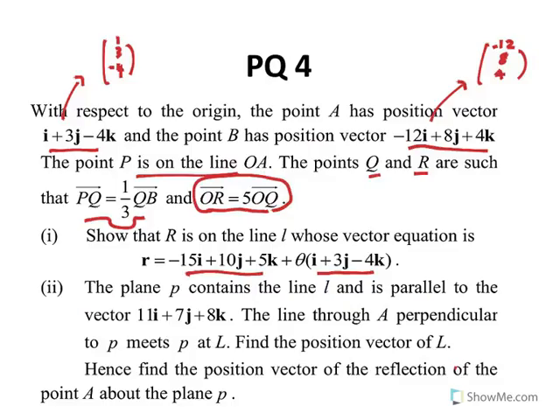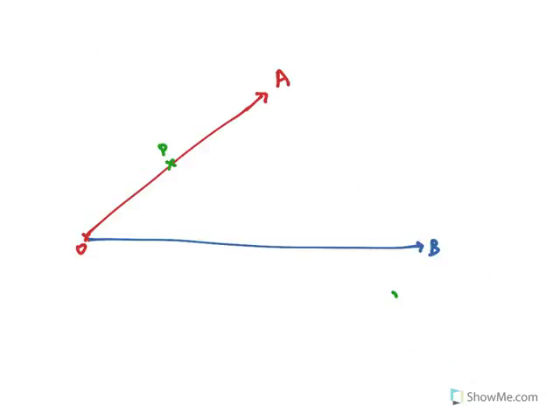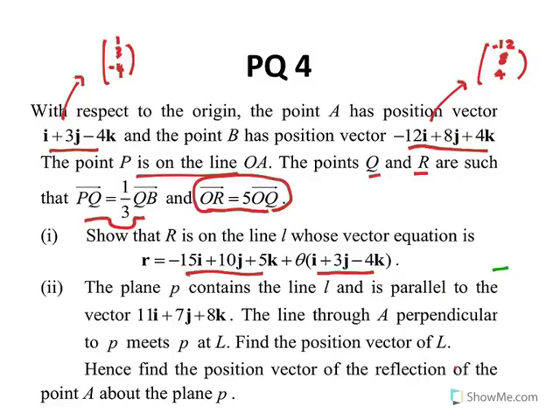And then the points Q and R are such that PQ is 1/3 of QB. So let's think about ratio. PQ is 1/3 of QB. Suppose I put Q to lie somewhere on the line between P and B. Let's say I put PQ somewhere here, 1/3 of QB. This may not be the only way to draw this diagram, but it is one way to show that PQ is 1/3 of QB.